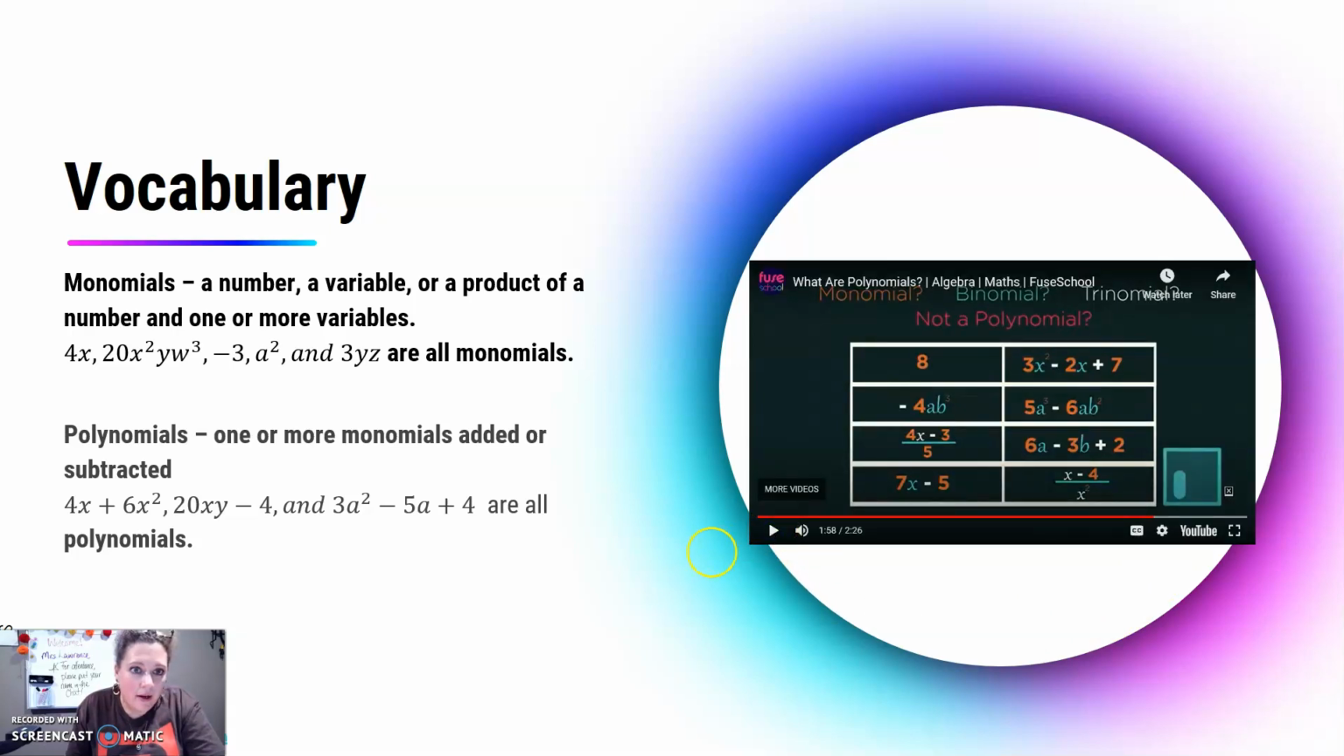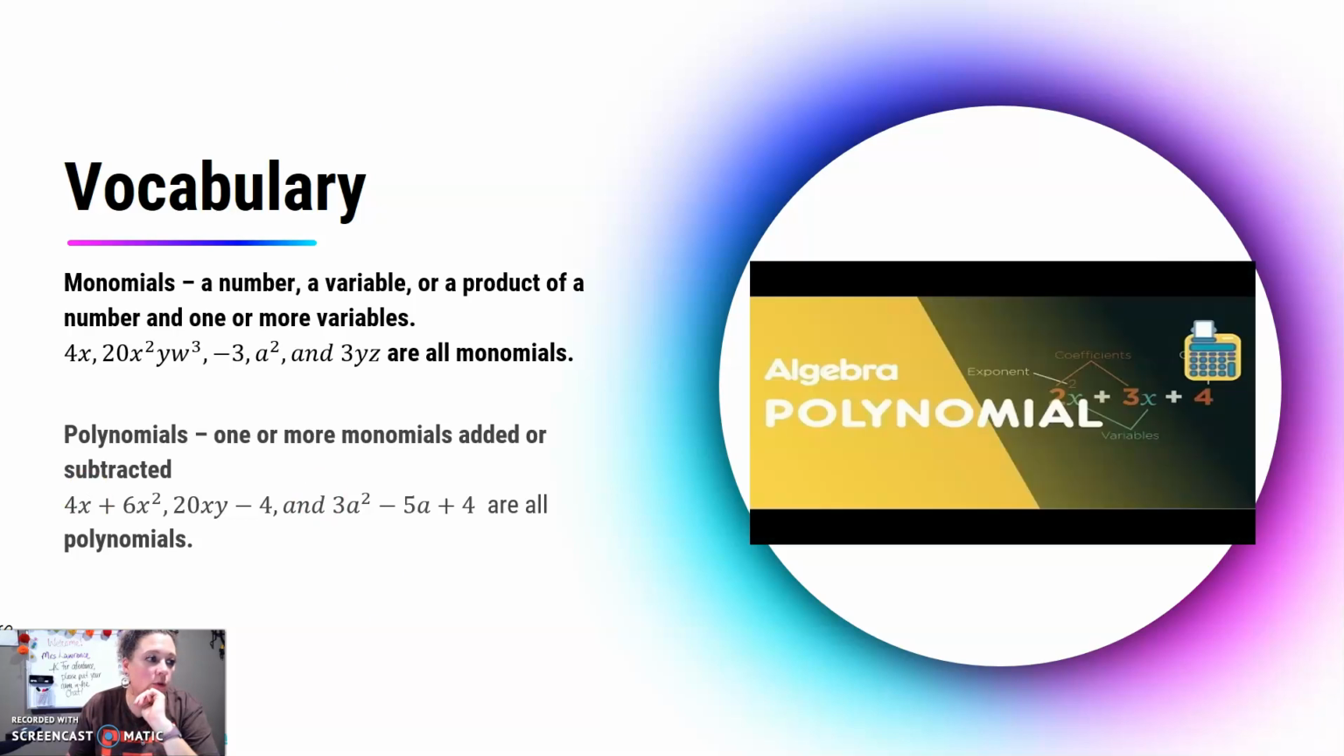We're going to stop there because I don't want to spend too much time on that right now. But again, it's just important to know that a monomial has 1 term, a binomial has 2 terms, and a trinomial has 3 terms. So we're going to keep moving forward here.